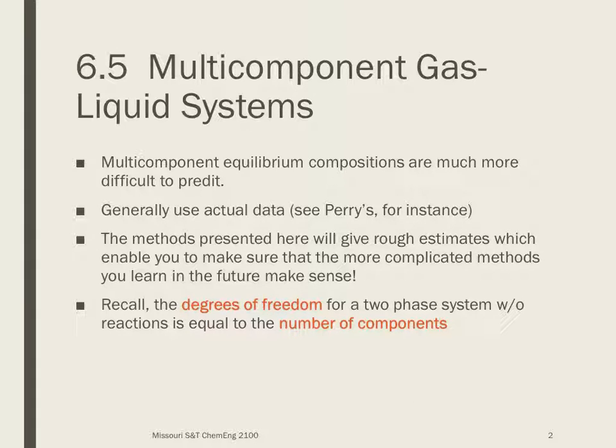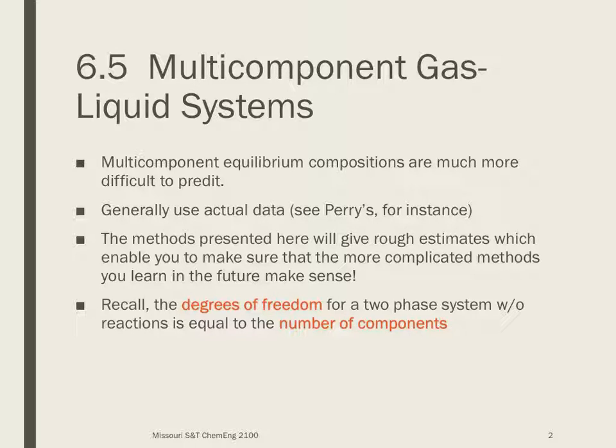So multi-component equilibrium compositions are much more difficult to predict than the simple binary cases, especially with one liquid that can condense out. The best thing to do is to use actual data. For instance, Perry's handbook has much of the data that you would want for very common systems. The methods that we're going to be looking at will give us some rough estimates, which are useful in that they will allow us to verify that the more complicated methods you'll be learning about in future courses make sense.